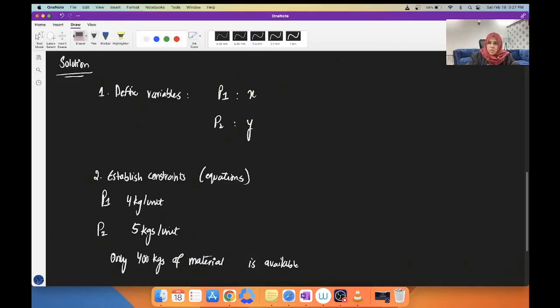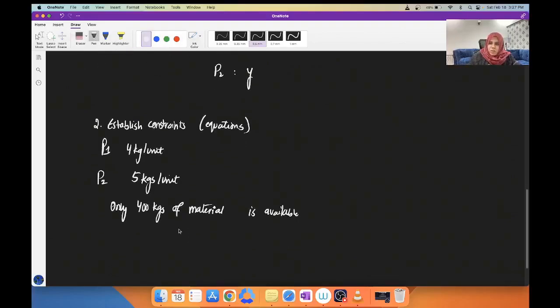So how will you make the constraint? Very simple. P1 was x, P2 was y. So 4x plus 5y. Now they're saying only 400 kgs of material is available, which means either your material should be equal to 400 kgs or it should be less than 400 kgs. You cannot use more than 400 kgs, right? Because basically material is the constraint over here. So less than or equal to 400. I hope this makes sense.